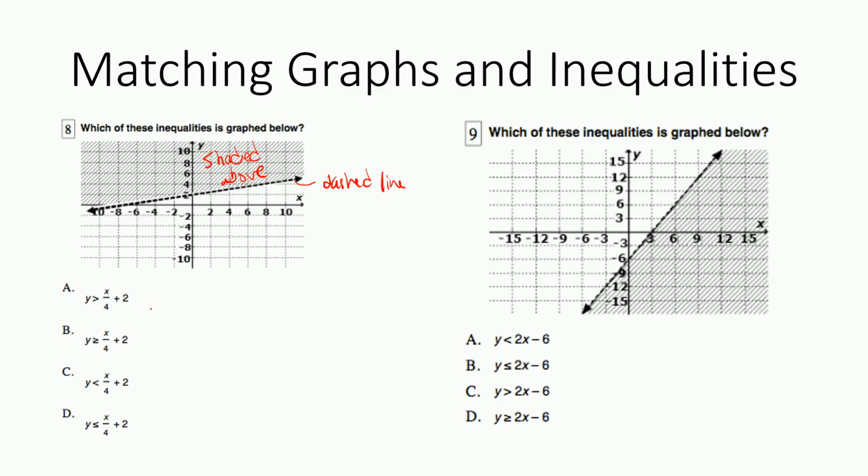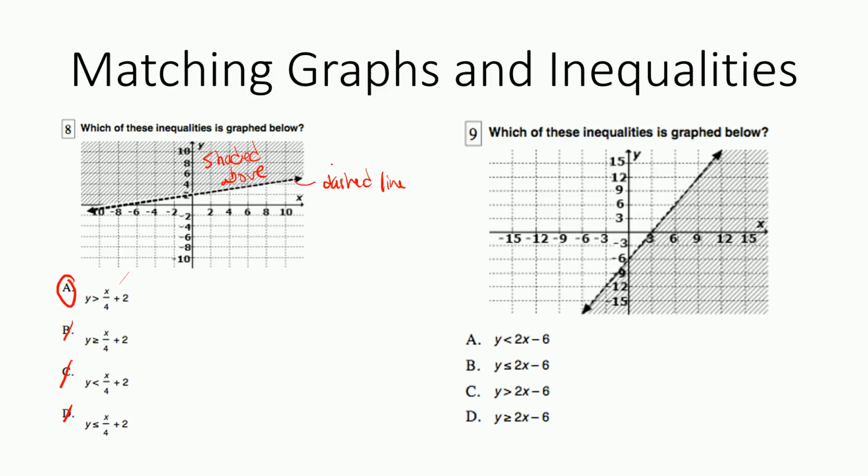And I know that a dashed line means that it's not equal to. So it couldn't be B and it couldn't be D because those both are equal to. It has to be either A or C. And then I know with the shading above that that means it's greater than, so it couldn't be C, it must be A, because the line is dashed, meaning not equal to, and it's shaded above, meaning greater than.